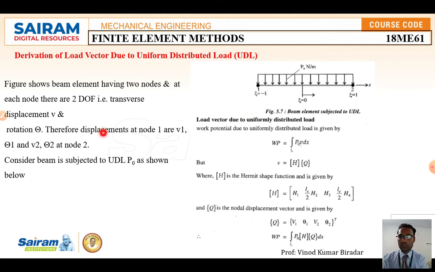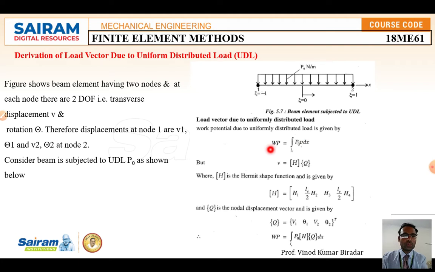Consider a beam subjected to a UDL, the uniform distributed load. P naught is the notation of the UDL. P is nothing but the force, that is the uniform distributed force, which is equal to some value. While solving the problem they may give some values. Look here, the work done due to the uniform distributed load is given by the work potential, the integration of P naught V dx, where P naught is the uniform distributed load and V the displacement.